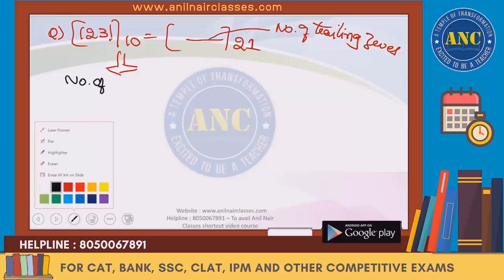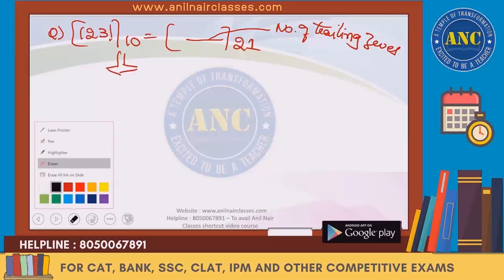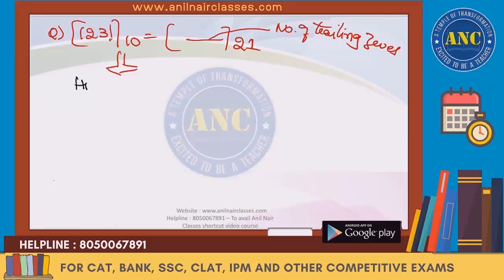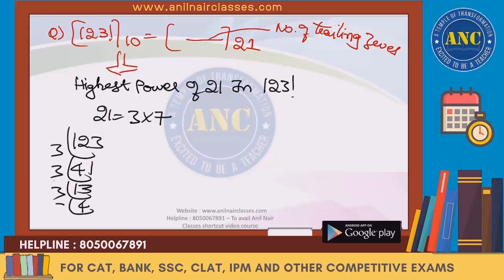The number of zeros at the end for base system K is the highest power of that base in the number. So this is nothing but the highest power of 21 in 123 factorial. 21 is nothing but 3 into 7. For 3 in 123: 41 threes, 13 threes, 4 threes, 1 three. Similarly for 7: 17 sevens, 2 sevens.